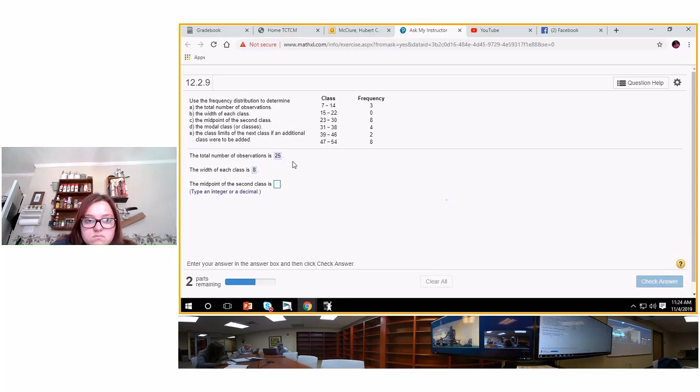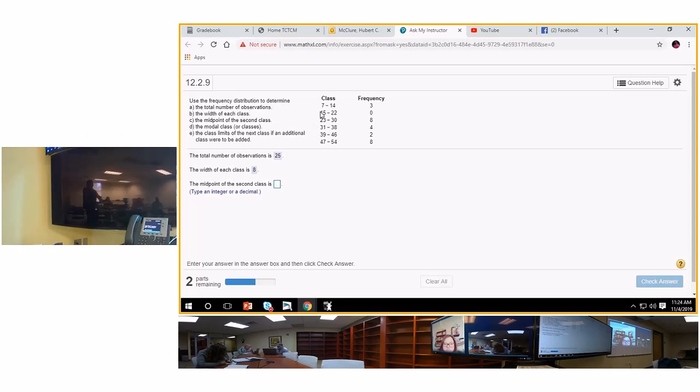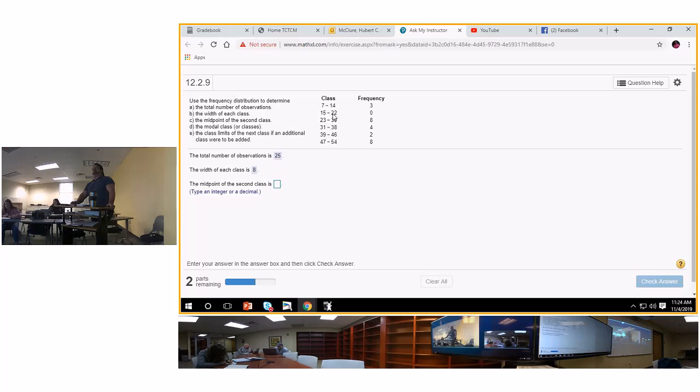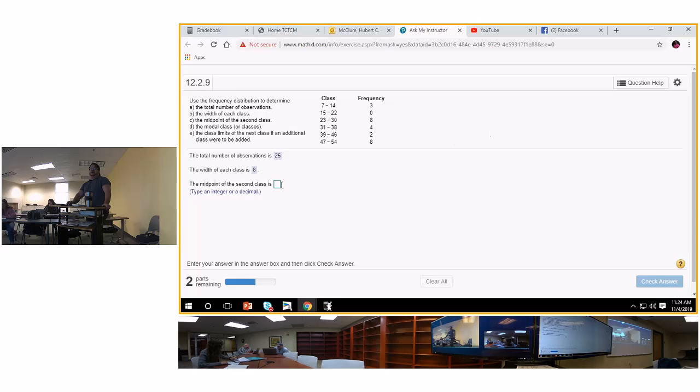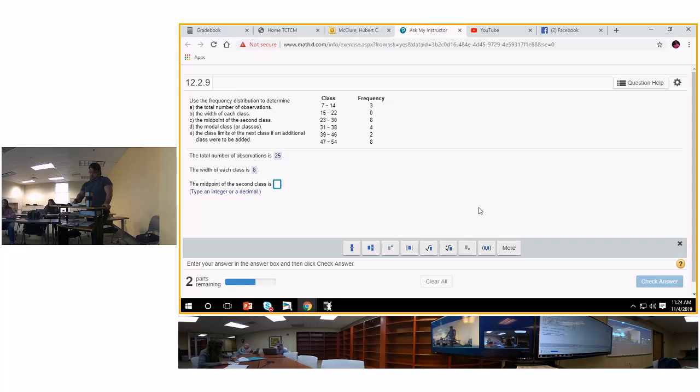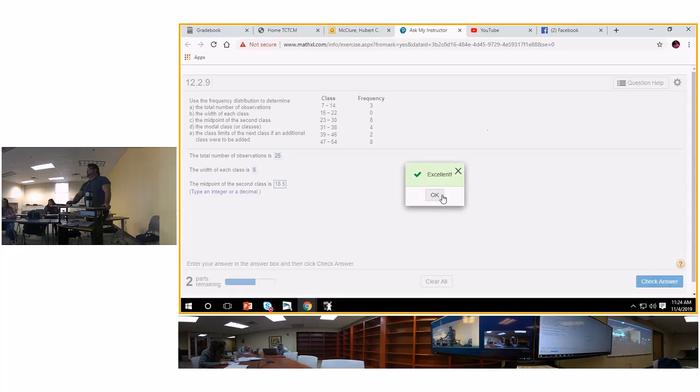Next, the midpoint of the second class. What's 22 plus 15? 37. What's half of 37? Well, half of 36 is 18. So it'd be 18 and a half.